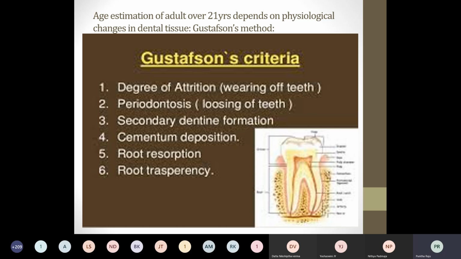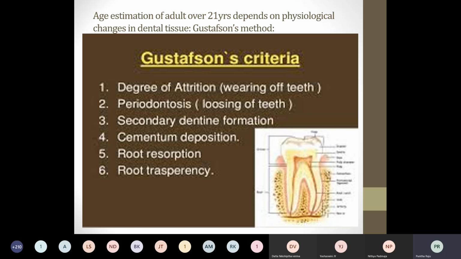You take the teeth and subject them to a few tests, and later you can make out the age of that person. So the age estimation of adults over 21 years depends on physiological changes in the dental tissue. After 21 years, a lot of changes occur in the dental tissue, and based on these changes, you can identify the age of the person. So what are the criteria in Gustafson's method? The easy way of remembering is APSRTC, that is Andhra Pradesh State Road Transport Corporation. This is the mnemonic we use.